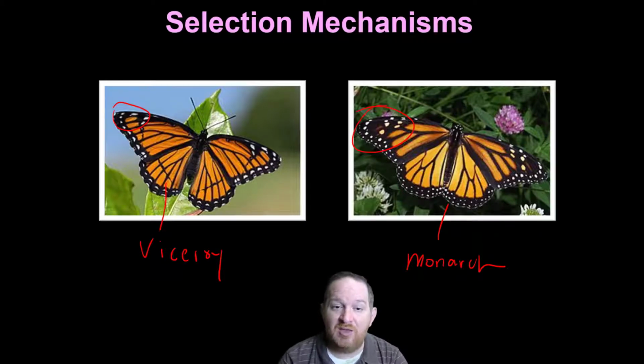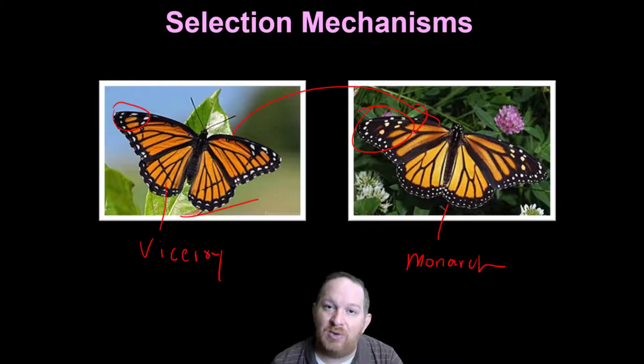Believe it or not, this one evolved, or was selected by nature, to look like that one. Why did that happen? Why would one butterfly change over time to look like another one? In this video, we'll talk about natural selection mechanisms and how this occurred to these butterflies. Let's get started.